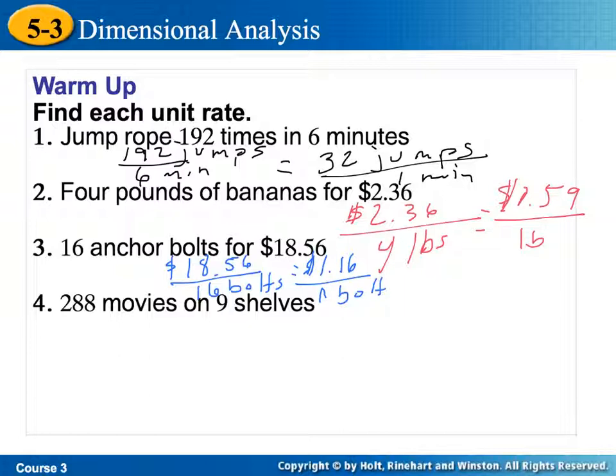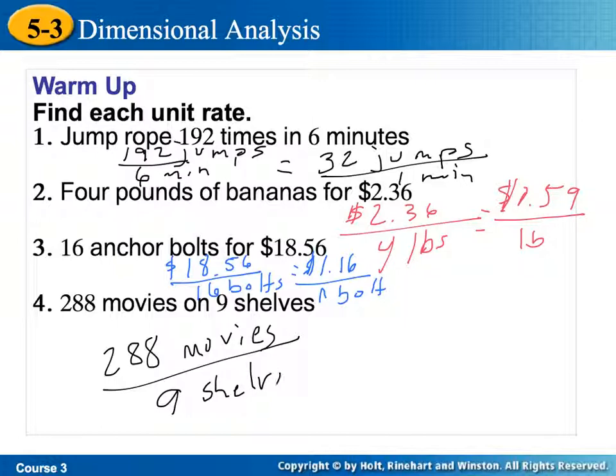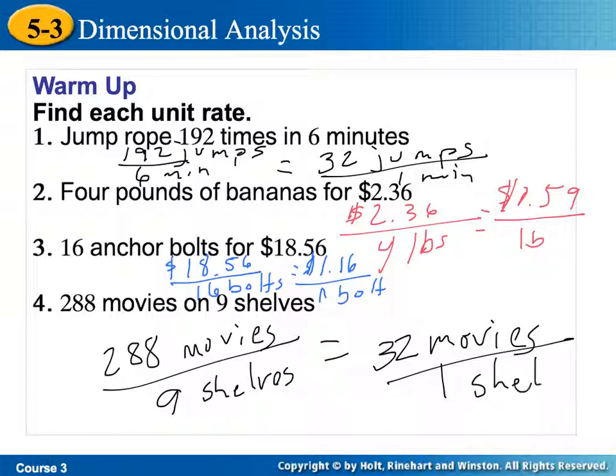Last but not least, we have 288 movies on 9 shelves. We're going to take that 288 movies, and we want to have movies per shelf, so we have 288 movies over 9 shelves. When you get your unit rate, it's going to end up being 32 movies per shelf. Notice the change in spelling. Okay, so don't forget, you start with a rate, move on to your unit rate. Divide by your denominator. Okay?